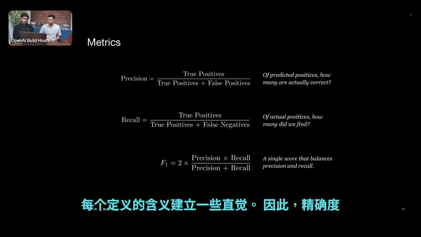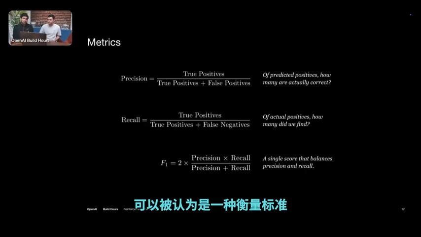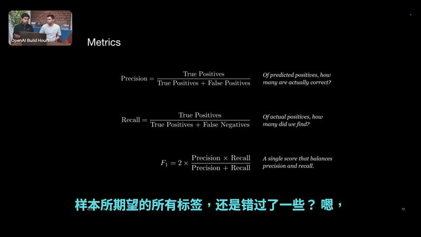So precision can be thought of as a measure of figuring out, of the predicted labels, how many of the labels are actually correct. So that's precision. And then the other metric we care about is called recall. And this really measures how many of the actual labels did we find. So did we return all the labels that we expected for a specific sample, or did we miss some?